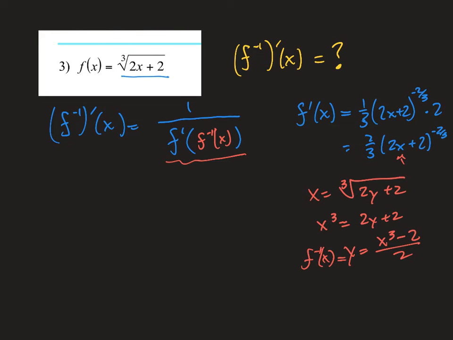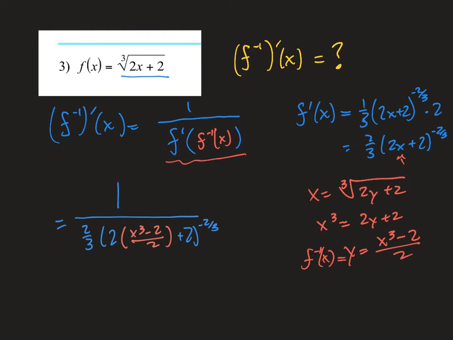And so now to finish off the problem, I'm going to write 1 over f prime, which is this 2/3 of 2 times my inverse function, which is x cubed minus 2 over 2, plus 2, to the negative 2/3.